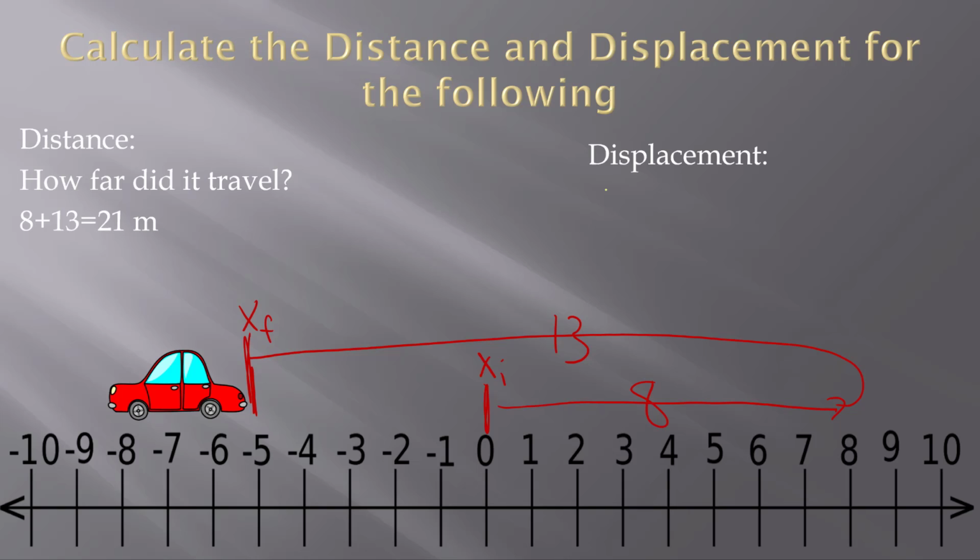What about displacement? Well, we've got an initial position of 0 meters. We have a final position of -5. So since, again, displacement is final minus initial, -5 minus 0, well, there you go. Displacement here is -5 meters. Because it doesn't matter what happens in between, we're just considering the start and the finish. And there you go. That's how you do displacement and distance.